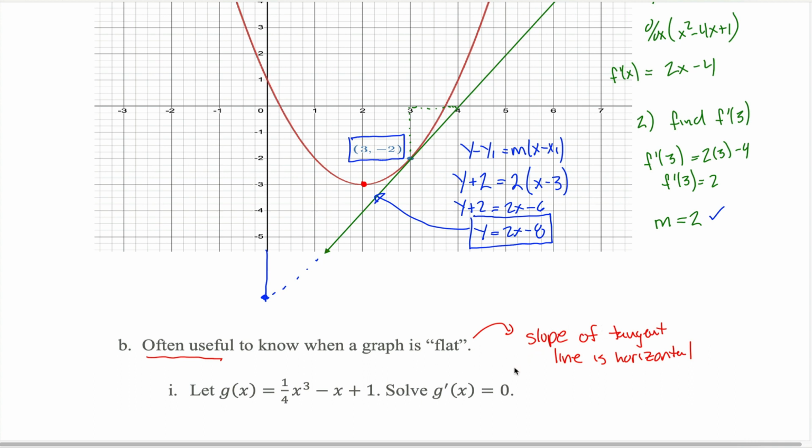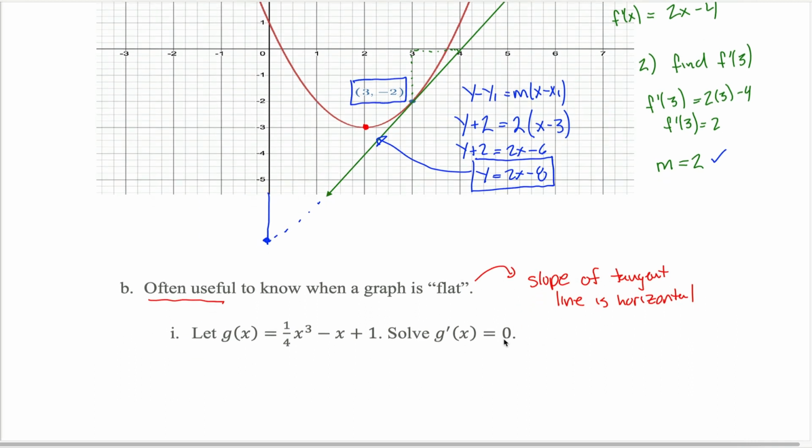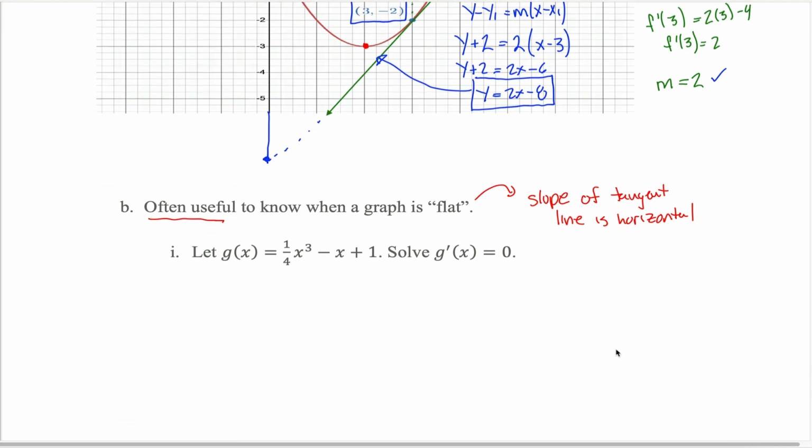To give you an idea of how important it is, we're going to end up calling those things critical points. Just based on the name, you can tell it's important. Can you figure out algebraically when a graph is flat? Absolutely you can, because all you have to do is figure out when the derivative equals 0. You solve the equation g prime of x equals 0. And since figuring out derivatives is something that we're pretty good at now, we can do that relatively quickly.